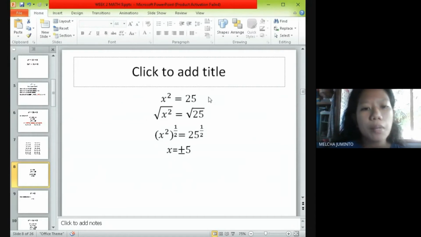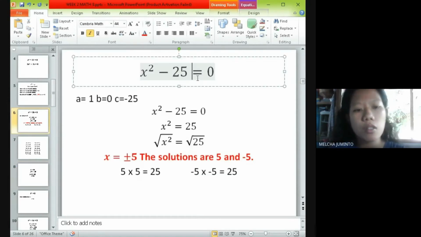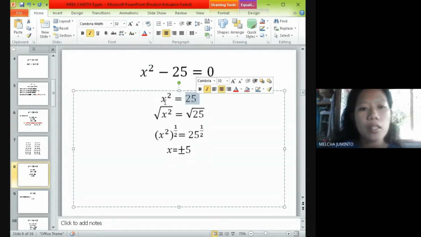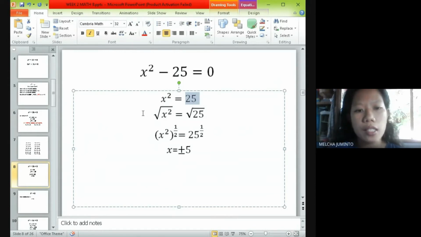And it can also be explained this way. Let's have the same example. This solution is also based on this problem: solve the quadratic equation x squared minus 25 equals 0. First step, transfer negative 25 from left to right. It will become x squared equals 25. Extract the square roots of the two sides.